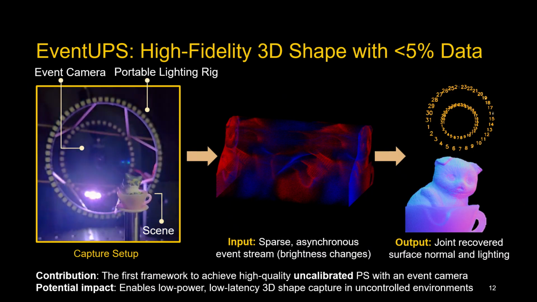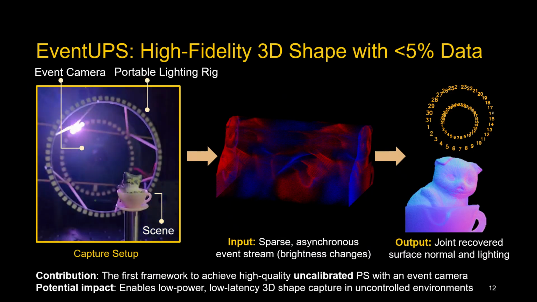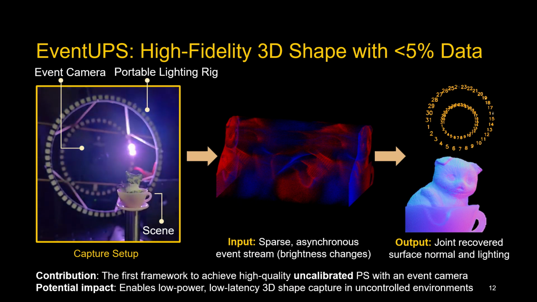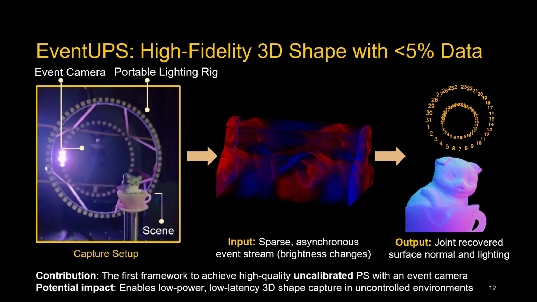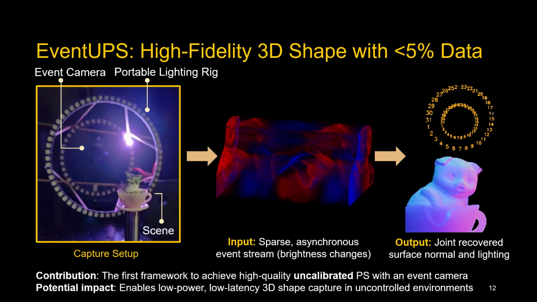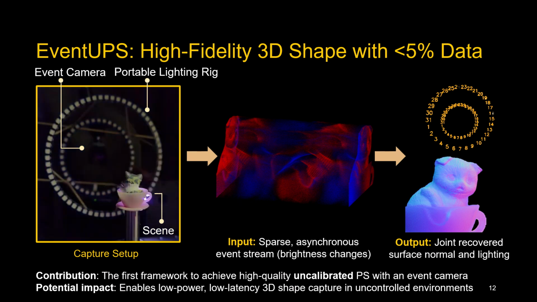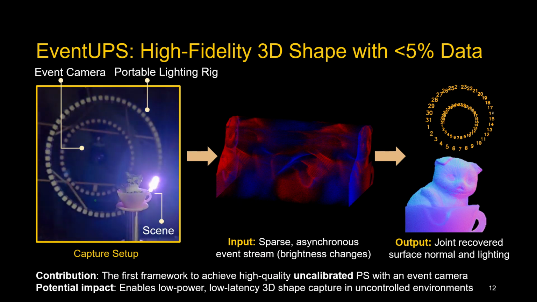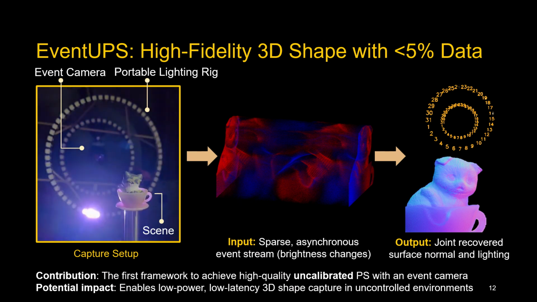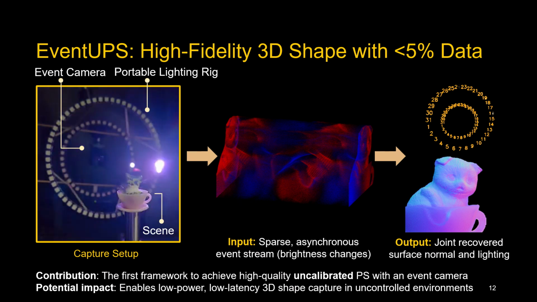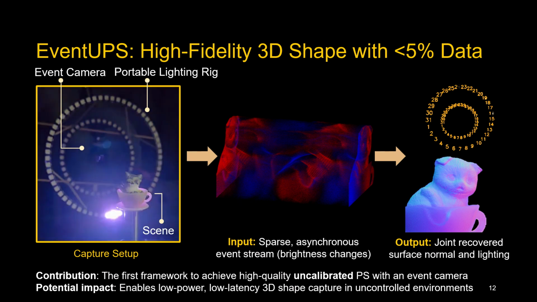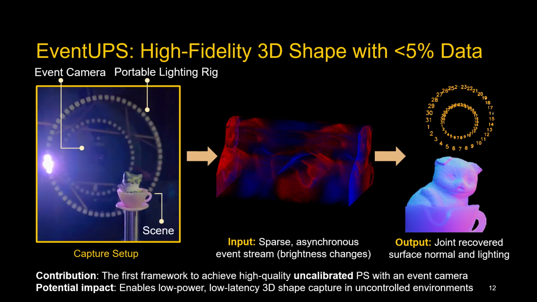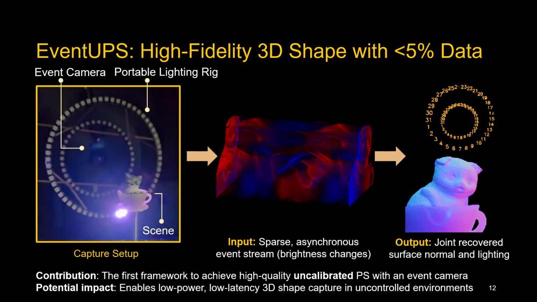In conclusion, EventUPS provides the first framework for high-quality, uncalibrated photometric stereo on an event camera. We turn the sensor's unique properties into strengths, achieving high-fidelity 3D shape with less than 5% of the data. This opens the door for low-power, low-latency 3D capture in uncontrolled environments, a critical capability for the future of robotics and augmented reality.